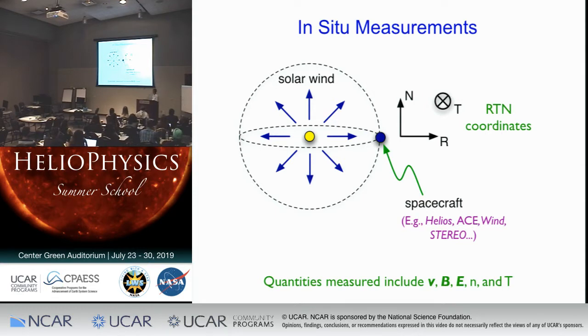It's orthogonal coordinates. A number of spacecraft have measured turbulence in the solar wind. For example, the Helios, ACE, WIND, and STEREO spacecraft have all done this. These spacecraft measure a number of quantities in the solar wind: velocity of the plasma, magnetic fields, electric fields, the density of the plasma, temperature of the plasma, and also distribution functions. Velocity distribution functions are measured. That's something that you'll be hearing more about tomorrow.